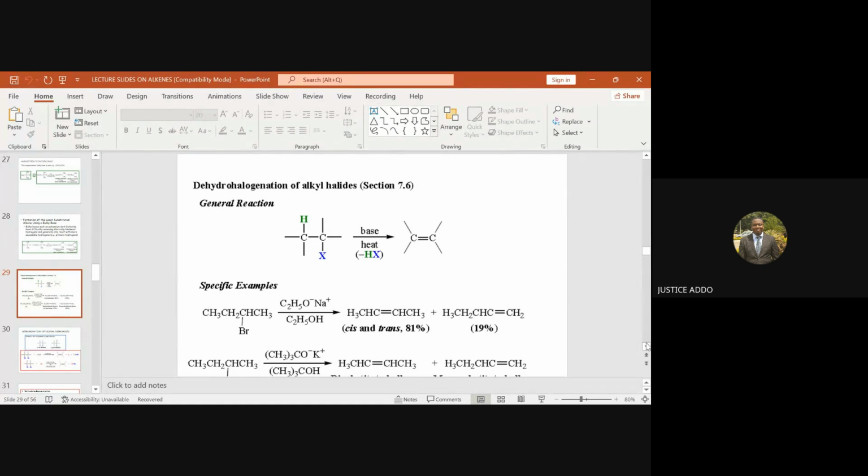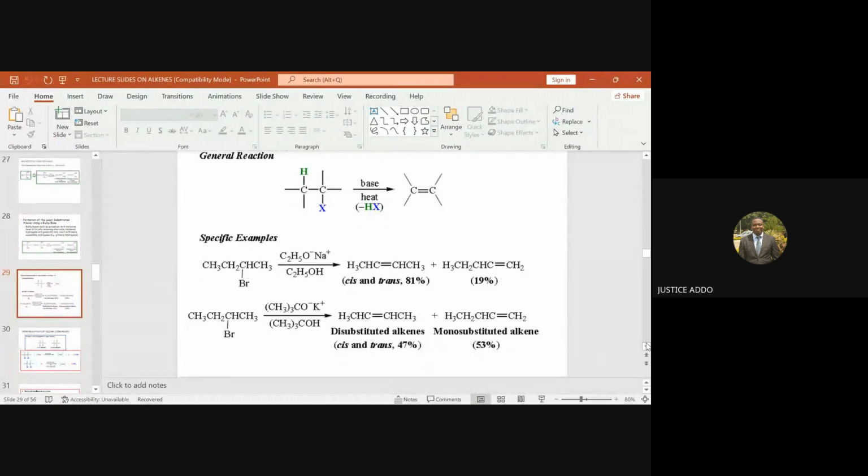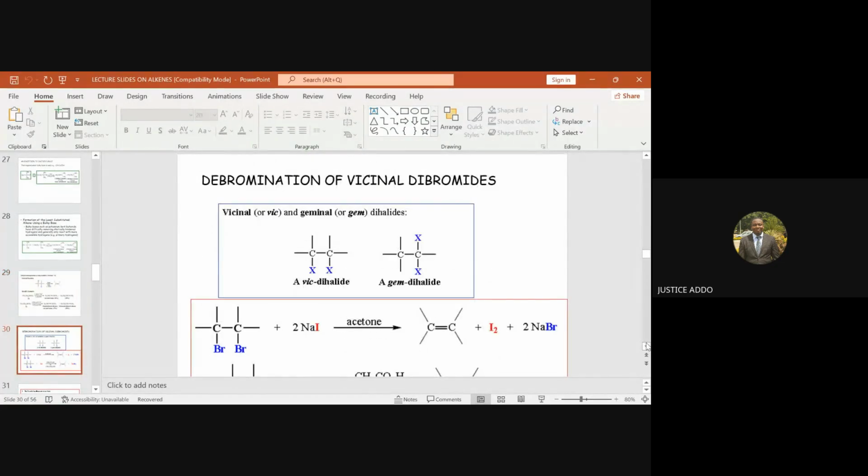So these are more examples. You have the slide, so we'll go through. The last method of preparing alkenes, so that we can go to the reactions, is the debromination of vicinal dibromides. And this one is very simple. When we say vicinal dibromides, it means that there are two bromines on adjacent carbons. There are two bromines on what? Adjacent carbons.